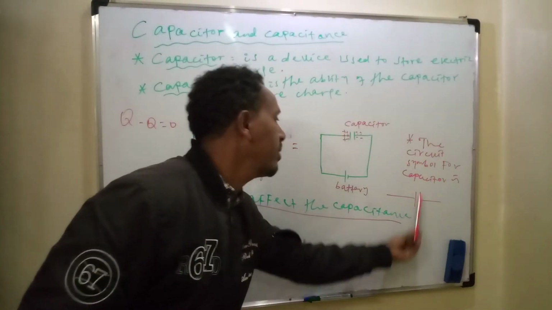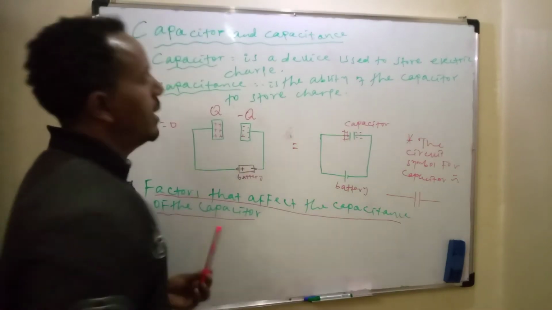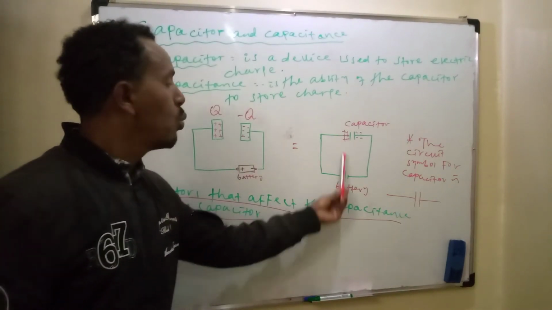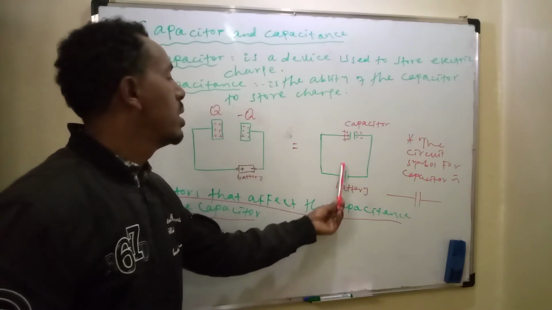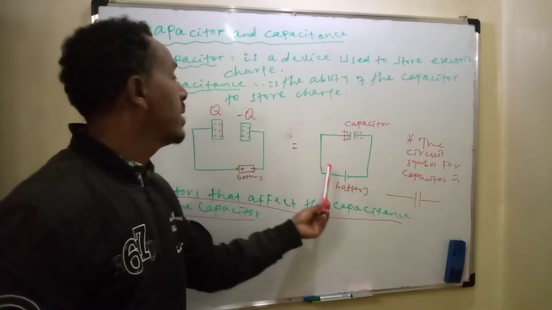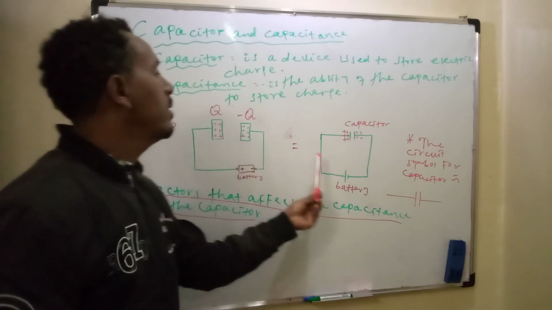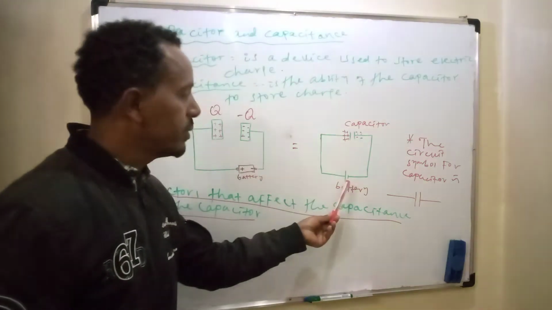This is a circuit, this is two parallel lines. This is a battery. The positive terminal is large and the negative terminal is small. Now they are arranged just like this. This circuit is expressed in this way.